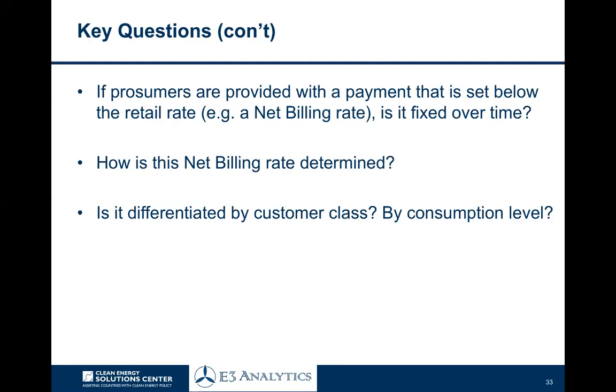If prosumers are provided with a payment that is below the retail rate, for example, like a net billing rate, as we saw with the cash settlement example, where they're settling it at, say, 10 cents per kilowatt hour, is that rate fixed, or does it change over time? Does it track inflation, for example? How is this net billing rate determined for determining the value of that supply, of that electricity to the system? And is that rate itself differentiated by customer class? Or is it the same for residential customers as well as for commercial and industrial customers?